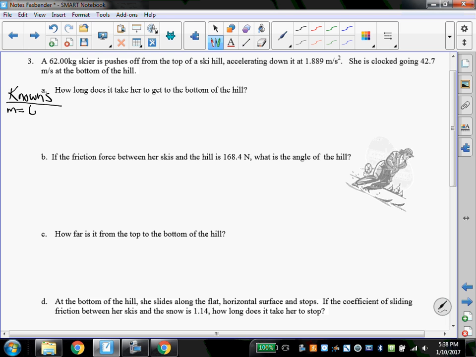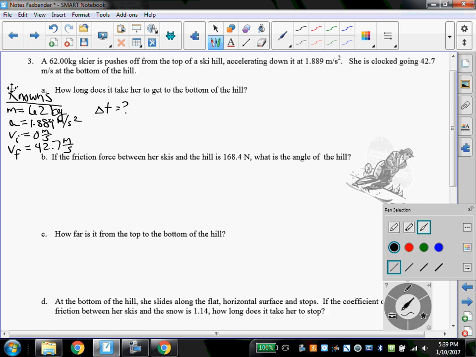We've got the mass of 62 kilograms. We've got that she is accelerating at 1.889 meters per second squared. She starts at rest at the top, and she is clocked going 42.7 meters per second at the bottom. And we want to know, what is the change in time?